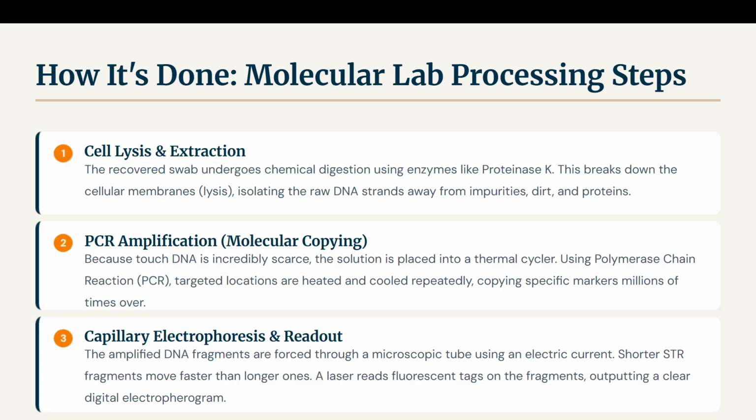Second, because touch samples are so scarce, they undergo PCR amplification. The DNA is placed in a thermal cycler that acts like a molecular copy machine, replicating target markers millions of times in a few hours. Finally, capillary electrophoresis pushes the fragments through a microscopic tube using an electrical current. Shorter fragments sprint through faster than the longer ones, and a laser reads fluorescent tags to output a digital graph.